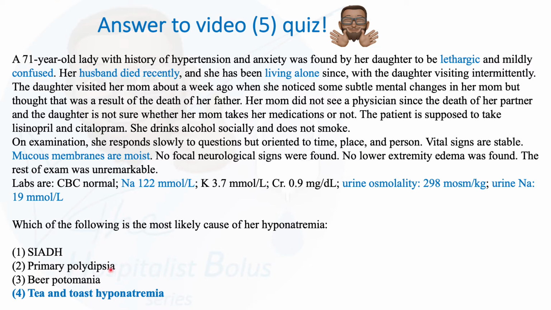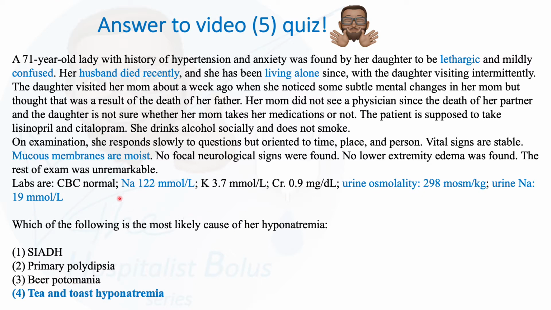In primary polydipsia, yes, this patient might have some psychiatric illness in the form of depression, maybe, although this is not quite obvious. But I expect the urine osmolality to be much lower, usually less than 100, although the urine sodium being low is compatible with that diagnosis. But I expect the urine osmolality to be much higher. I need more significant psychiatric history to make this diagnosis.